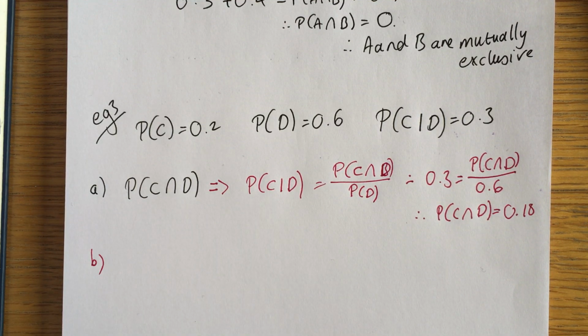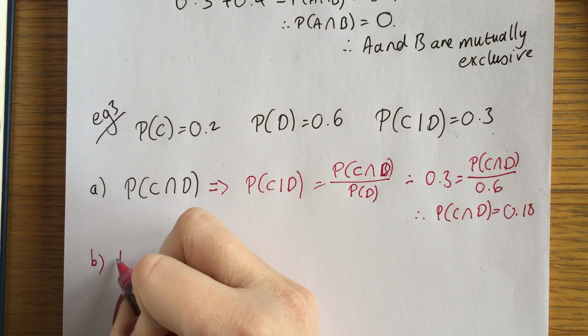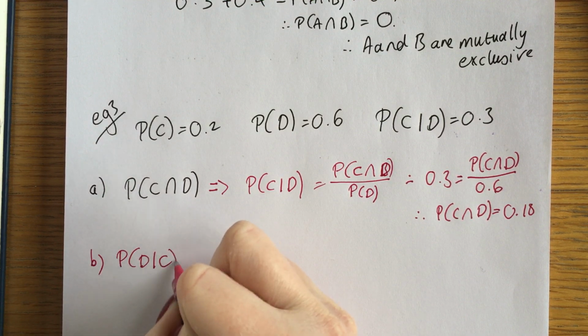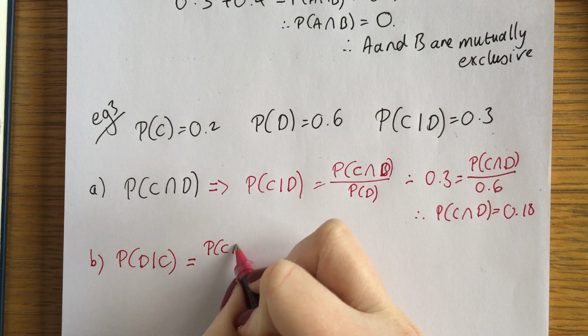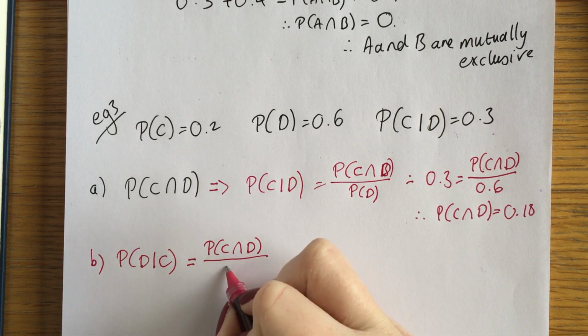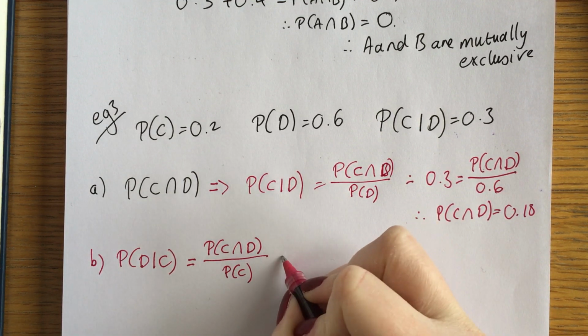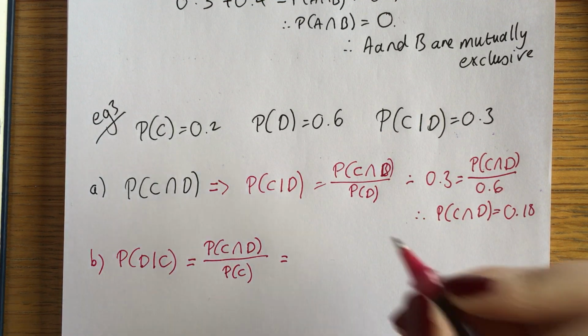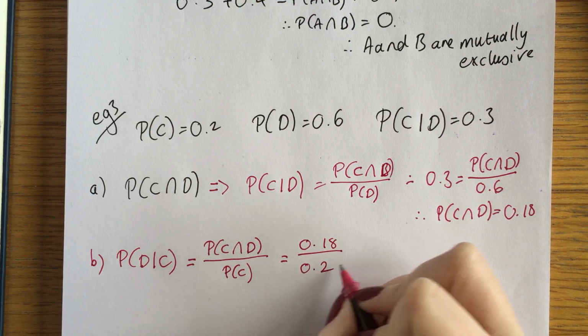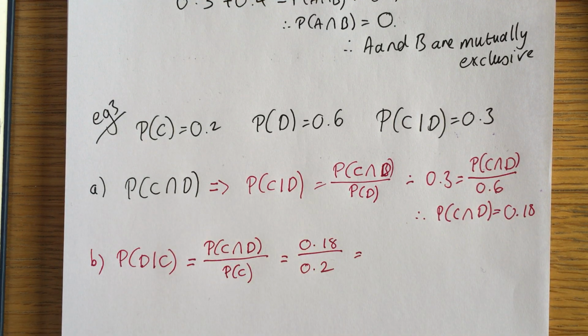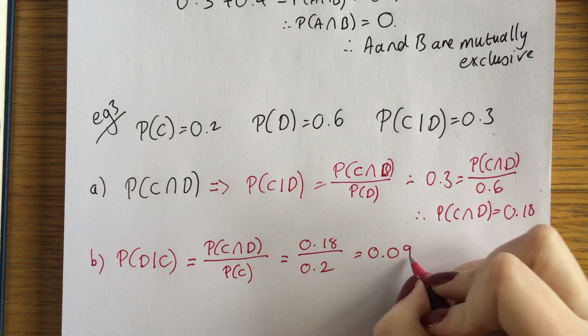B, I'm going to stick with my other colour because it's more interesting. The probability of D given that C has happened. Well, this is the probability of them both occurring, given the fact that C has already occurred. So 0.18 over 0.2, which is 0.09.